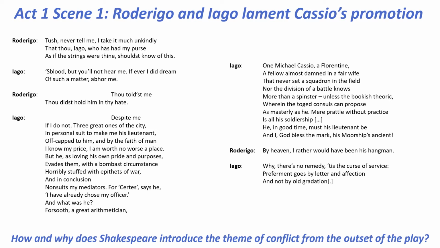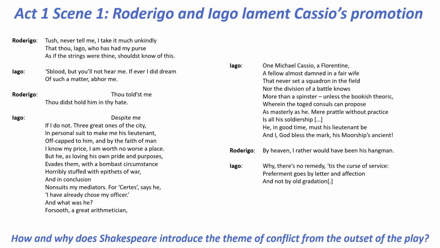He needs Roderigo in the play. So he says, "Despise me if I do not. I do hate Othello," is what he says. "Three great ones of the city, in personal suit to make me his lieutenant, off-capped to him. By the faith of man, I know my price. I am worth no worse a place."